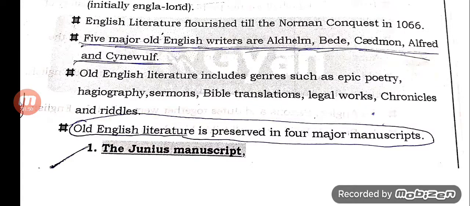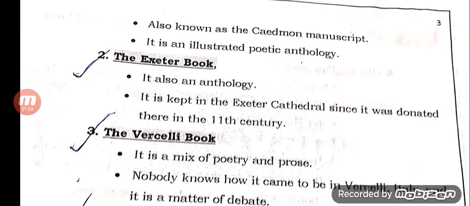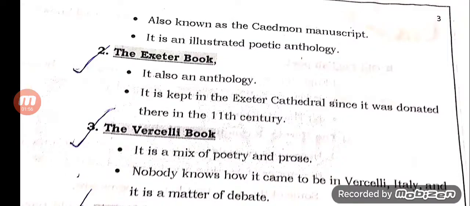The Junius manuscript. It is also known as the Caedmon manuscript. It is an illustrated poetic anthology. Next comes the Exeter Book. It is also an anthology. It is kept in Exeter Cathedral since it was donated there in the 11th century.